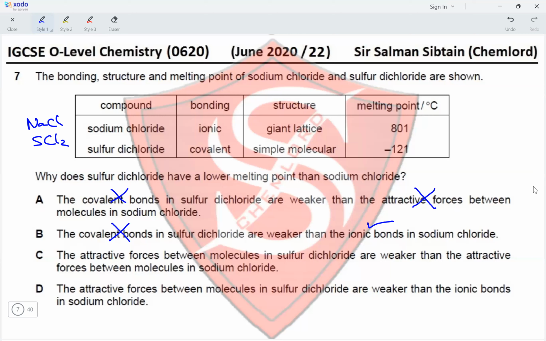Next, the attractive forces between molecules in sulfur dichloride. Yes, there are attractive forces present between the molecules. Covalent bonds are present between the atoms of a single molecule. Are weaker than the attractive forces between molecules in sodium chloride? No, it will have ionic bonds, not attractive forces. And the last one, the attractive forces between molecules of sulfur dichloride are weaker than the ionic bonds in sodium chloride. This is correct. Therefore, option D is the correct option for this question.